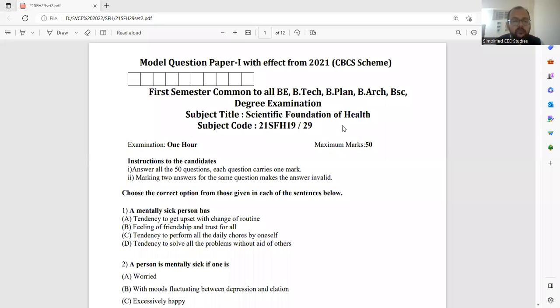That particular question paper will be discussed for the set 2 model question paper. I have already downloaded the question paper from the website of VTU. Let me display the second set of the Scientific Foundation of Health question paper, which is prescribed by the university. Let me share the screen. I hope the screen is clearly visible to everybody.